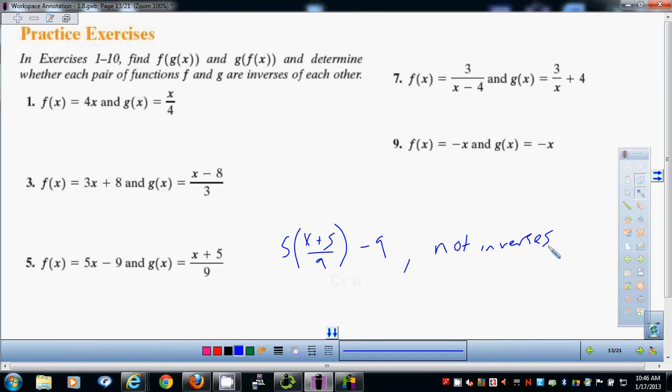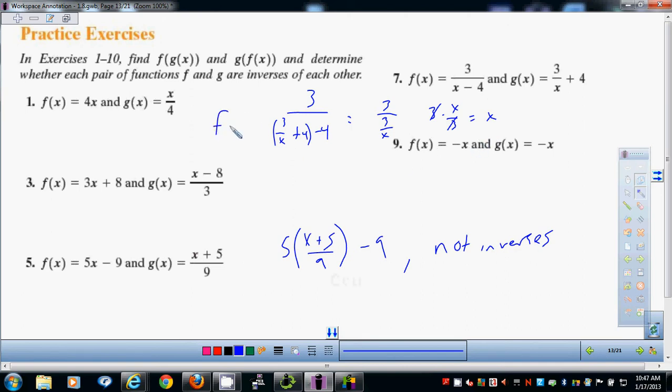Number 7. Let's see, that would be 3 over x plus 4 minus 4. So what's going to happen here? The plus 4 and minus 4 are going to cancel. You're left with 3 over x over 3, which is the same as 3 times x over 3. What's that going to equal? So far, so good. So that was f of g.